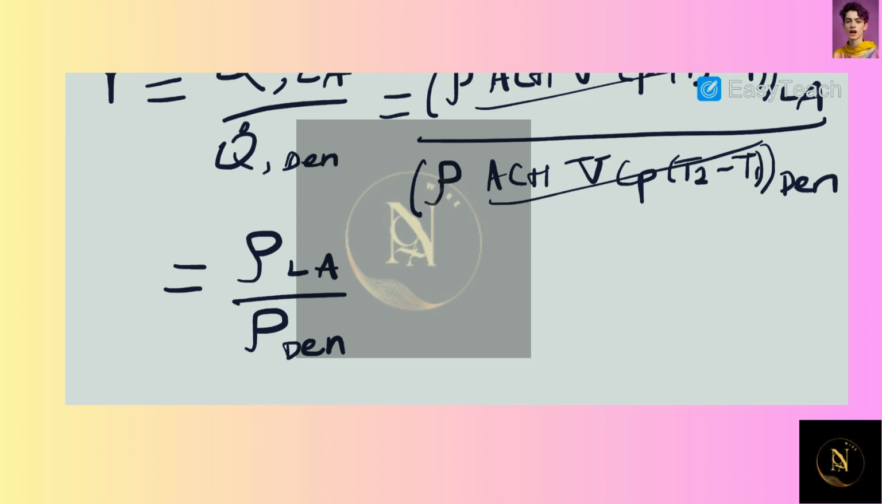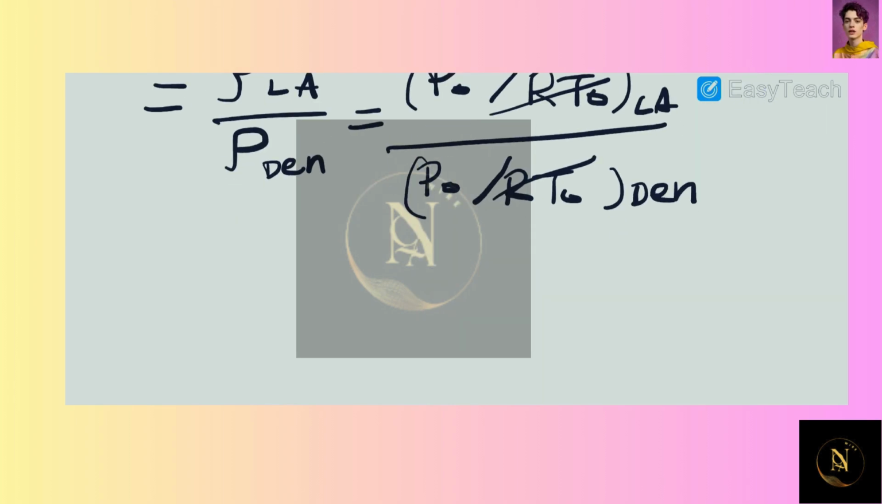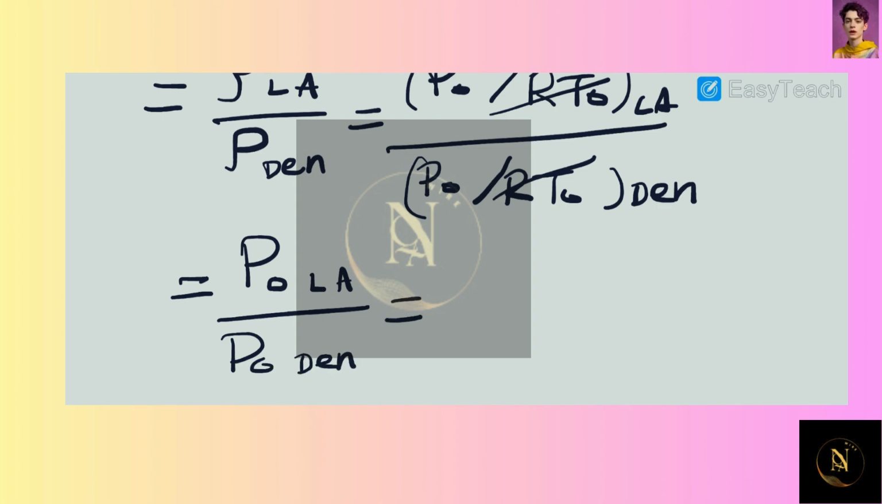Now by using the ideal gas law, we can say that this is going to be equal to P0 over R T0 all in LA, all over the same quantities in Denver, so P0 over R T0 in Denver. As you can see, we're at the same temperature and our R's are going to be the same, so these cancel out. What we're left with is a ratio of the pressure in LA over the pressure in Denver. Now these are two quantities that are given to us, 101 kPa and 83 kPa, and this gives us an infiltration heat loss ratio equal to 1.22, and that's our final answer.